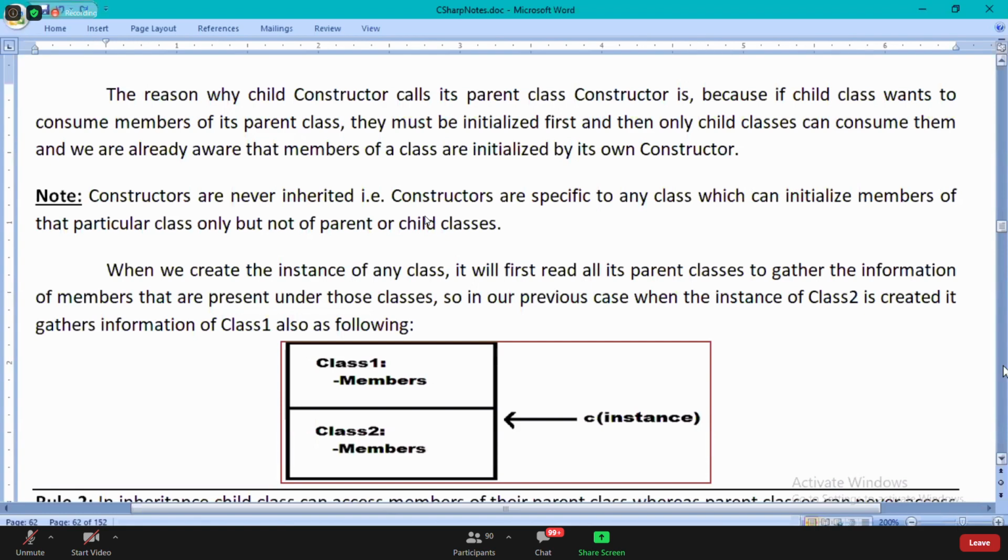Okay, now, up to the note. I hope it is clear. And remember this, guys. Whenever you create the instance of any class, it will first read all its parent classes to gather the information of the members that are present under those classes. So in our previous case, when the instance of class 2 is created, it gathers information of class 1 also as follows. Did you understand this one? Guys, read this paragraph and watch the picture.